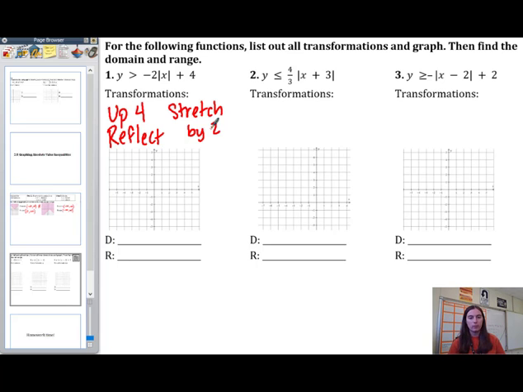It's stretching. So I'm going to plot my new vertex. From the origin, I go up 4. Then that stretch by 2 tells me I have a slope of either 2 or negative 2, depending on which side I'm dealing with. And the reflection tells me it's going to be upside down, so it should be an upside down V. That slope of 2 means I can go down 2 and to the right 1. I can also go down 2 and to the left 1 from the vertex. I'm just going to plot a few more points to make sure I know exactly where this is going.